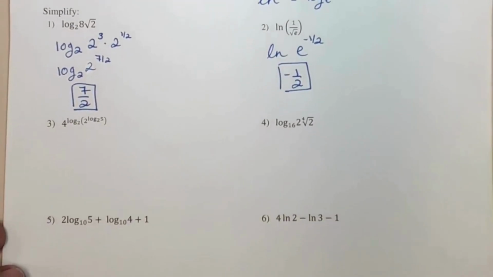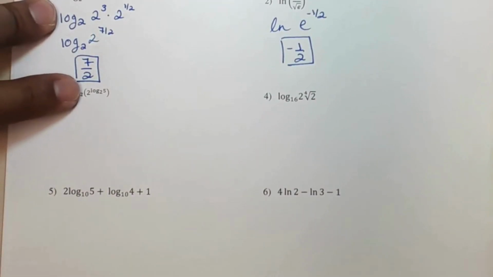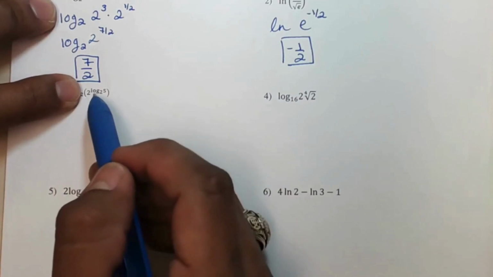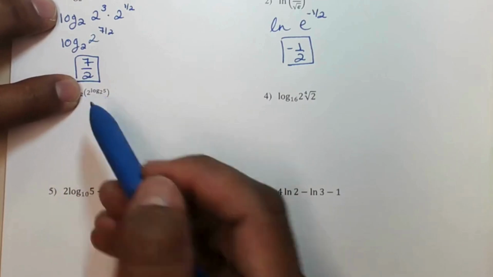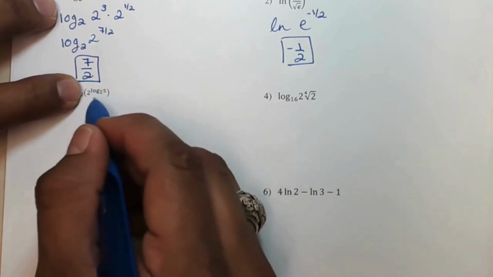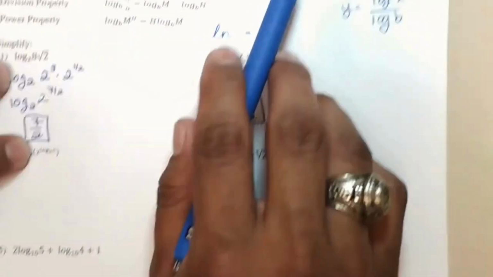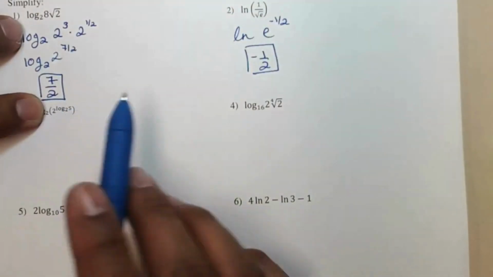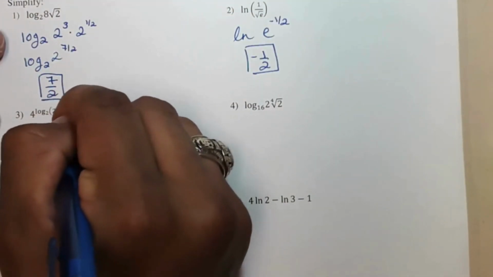And number 3 looks a little crazy because we have a whole lot of stuff going on here. Well, what we want to do is start on the innermost part first. So 2 to the log base 2 of 5. Hey, that exponent base and that log base are the exact same. So what I get left with is what is on the inside, which we talked about up here. It's x. So inside of this parenthesis, we just get 5. So 4 log base 2 of 5.